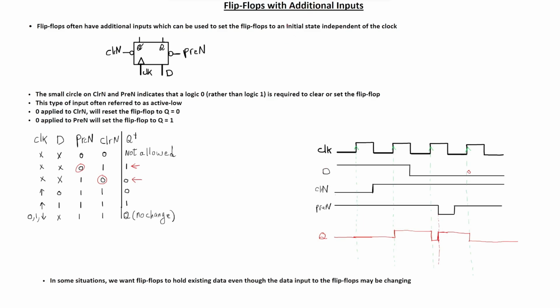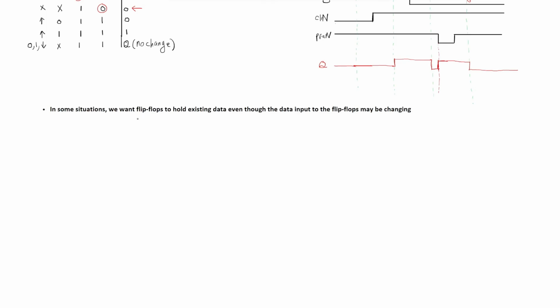So next, let's see some additional inputs for the flip-flops. In some situations, we want flip-flops to hold existing data, even though the data input of the flip-flops may be changing. And this is the case in registers. So what do we do in this case? One way to do this is to gate the clock.